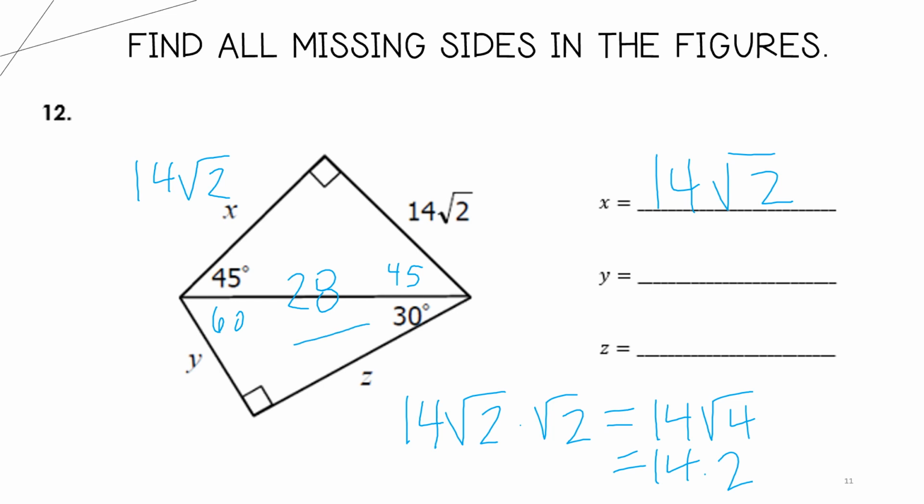So to find the short leg, which will be y, we're going to divide by 2, which is 14. And then to find the long leg, we are going to multiply by the square root of 3. So 14 root 3 for z.